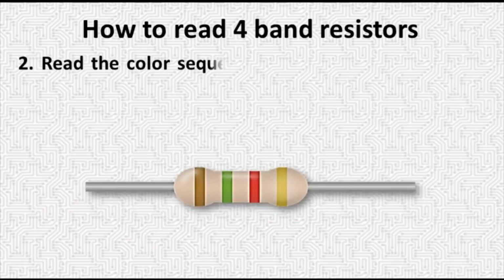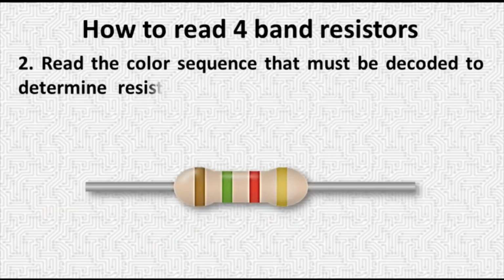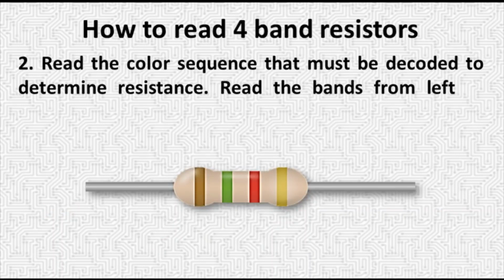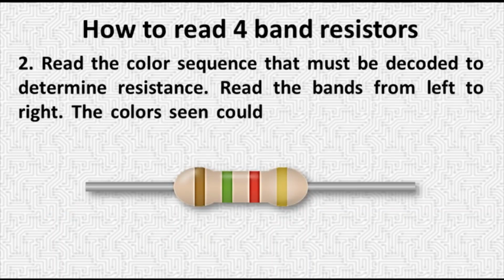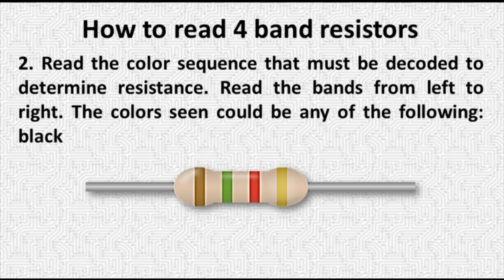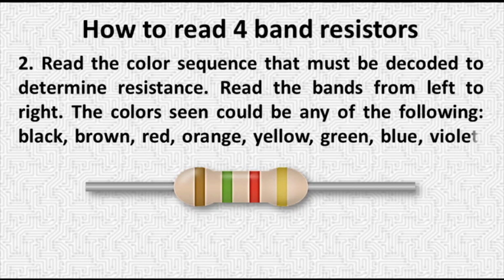Number 2. Read the color sequence that must be decoded to determine resistance. Read the bands from left to right. The colors seen could be any of the following: black, brown, red, orange, yellow, green, blue, violet, gray, white. Okay. So parang binanggit niya na dyan, no? Sa color code kanina. Black, brown, this is 0, 1, 2, 3, 4, 5, 6 sa blue, 7 violet, 8 gray, and 9 is white.